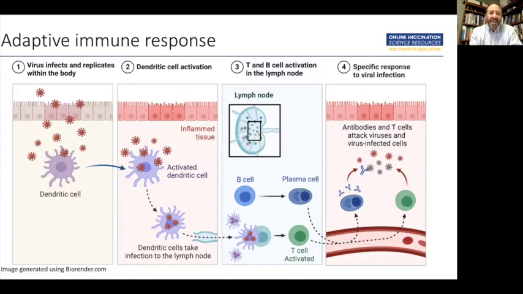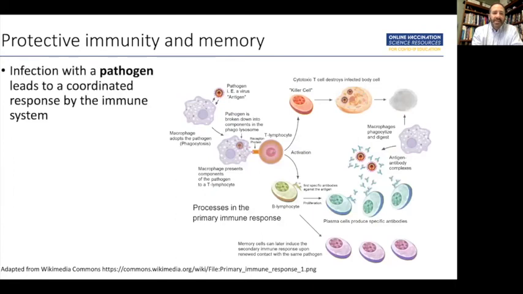The B cells are going to be able to become activated and will make antibodies, which can then be released. So the net effect is to have a specific response to that infection that is mediated by both cellular methods and by so-called humoral methods, meaning the production of antibodies. So altogether then, the infection with a pathogen leads to a coordinated immune response.